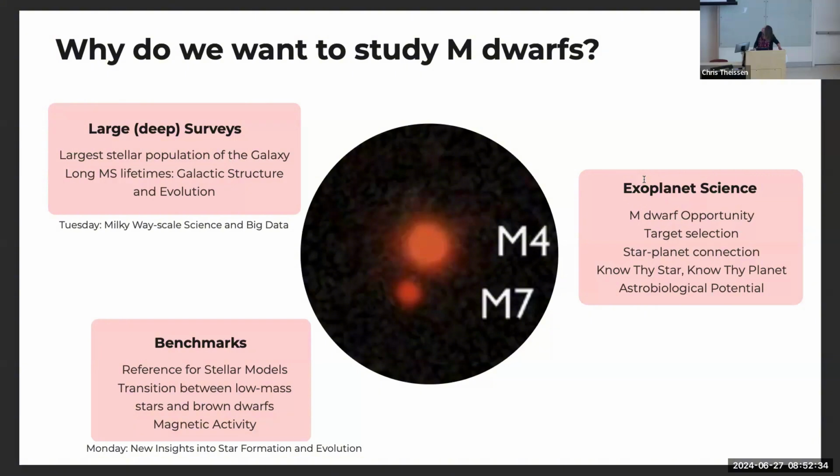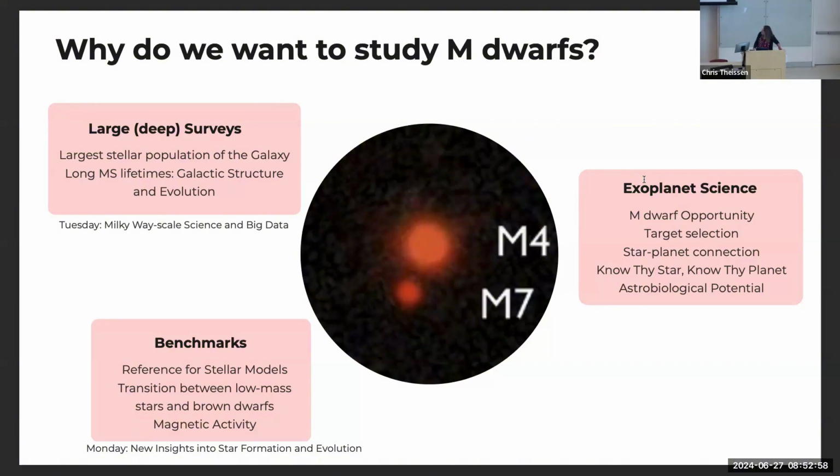And we wanted to know their characteristics. We wanted to know the characteristics to select them for new surveys. We have the star-planet connection. We know that if you don't know the star, you really don't know the properties of the planets. And because of their astrobiological potential, right? This is something that we want to know.